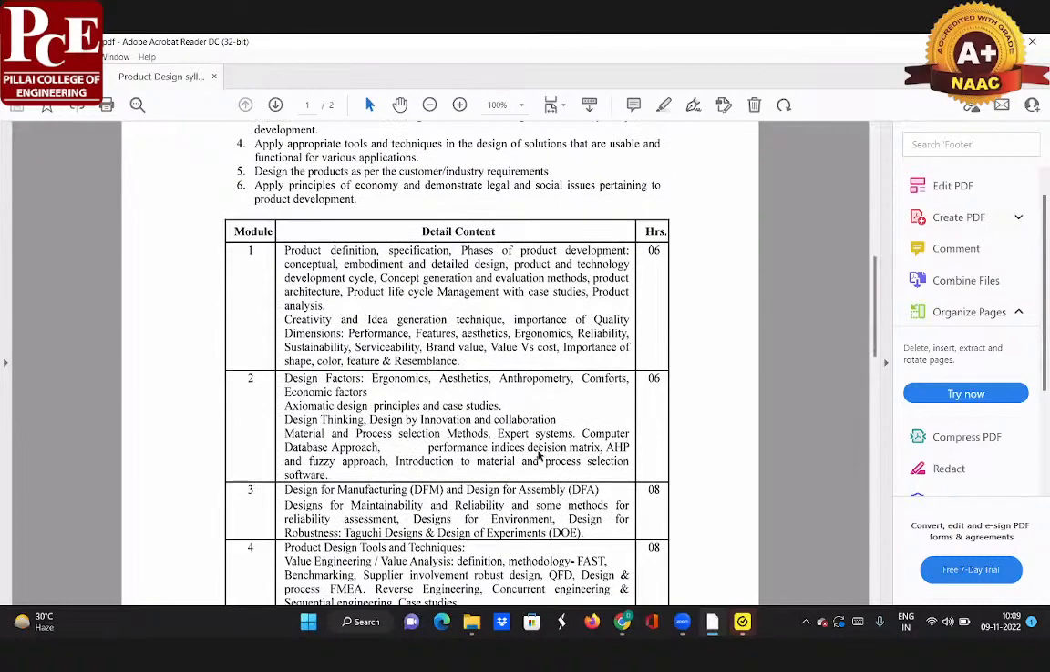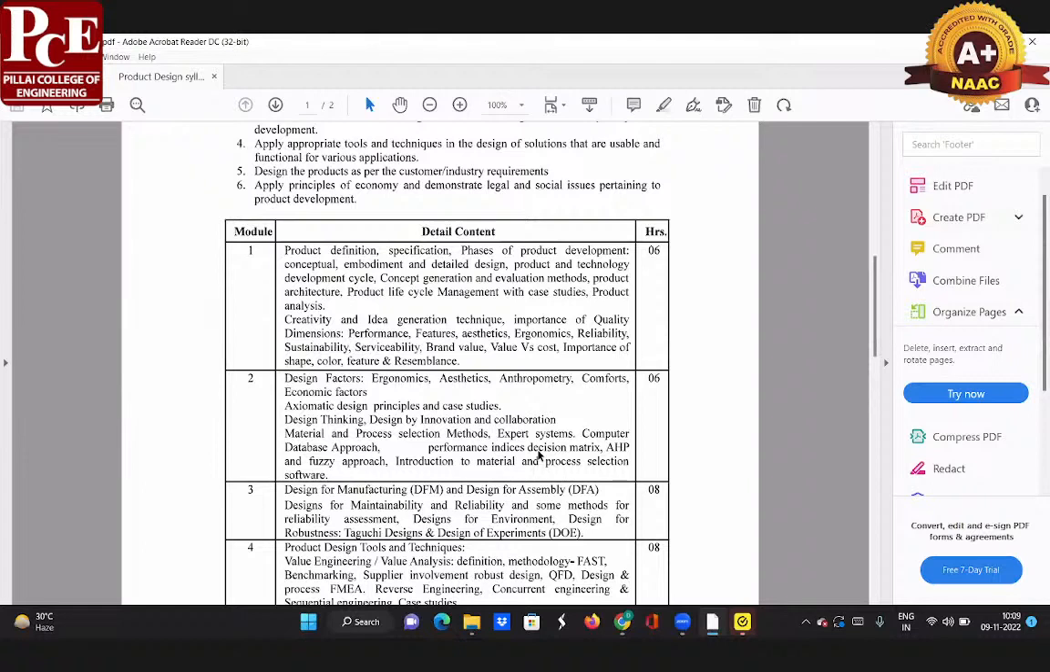As far as module 3 is concerned, there are different design considerations. As I mentioned, design for manufacturing and design for assembly, so that whatever you design should be manufacturable and should be assembled. Whatever you design should not affect the environment. That is called design for environment, or design for reliability or maintainability. That means whatever product you have designed, it should be maintainable.